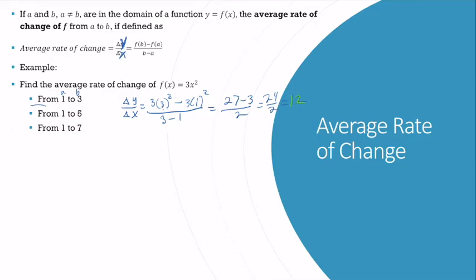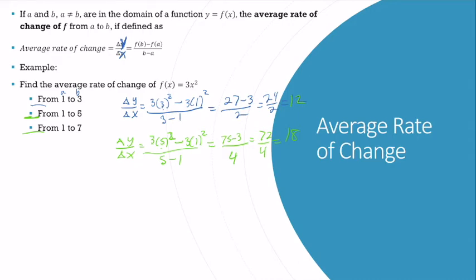If I want to look at the average rate of change from 1 to 5, I'm going to look at the change in y over the change in x. So I have 3 times 5 squared minus 3 times 1 squared over 5 minus 1. That's going to give us a denominator of 4. 5 squared is 25, so I have 75 minus 3. That's going to be 72 divided by 4, which is 18.